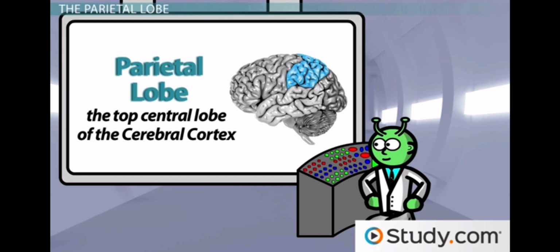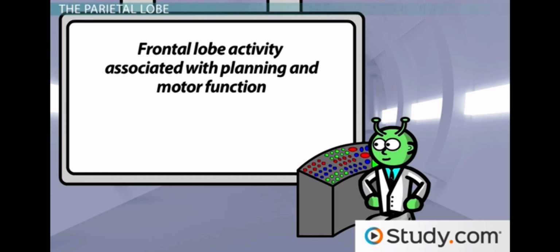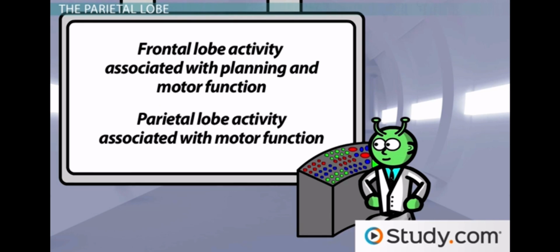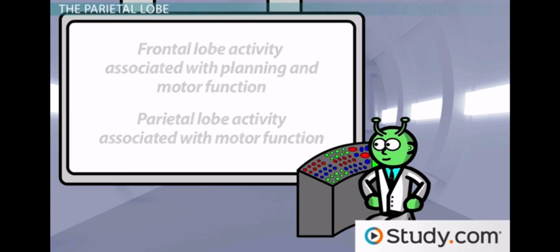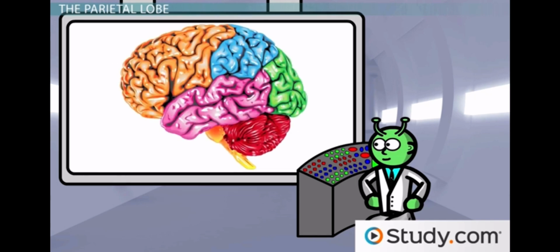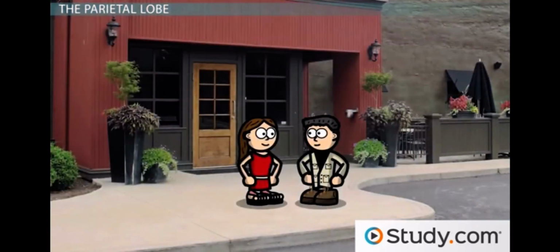He made more notes in the computer. Frontal lobe activity associated with planning and motor function. Parietal lobe activity associated with motor function. The rest of Phil's day was uneventful, filled with lots of everyday functions and stimulation of multiple areas of the brain that the computer was better suited to sorting out than Blur was. But that evening was a different story, because Phil had a date.